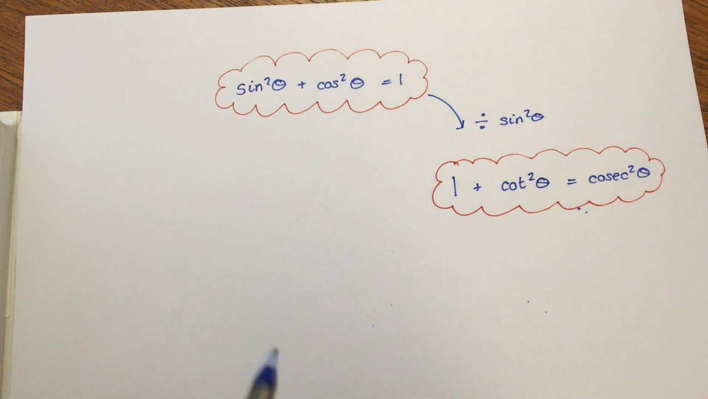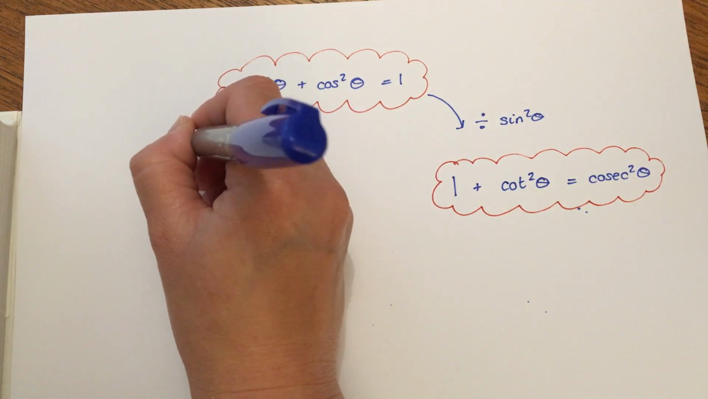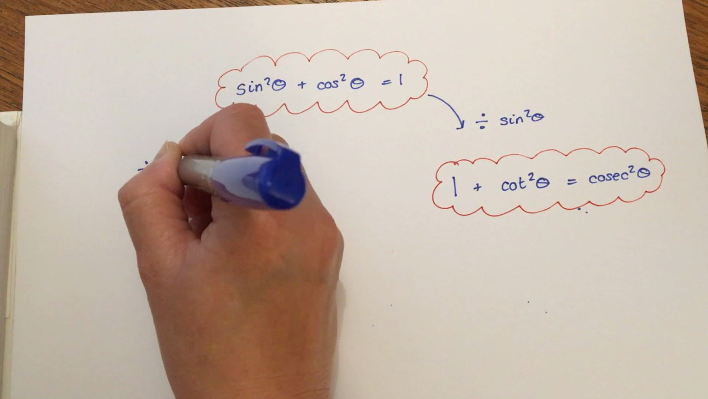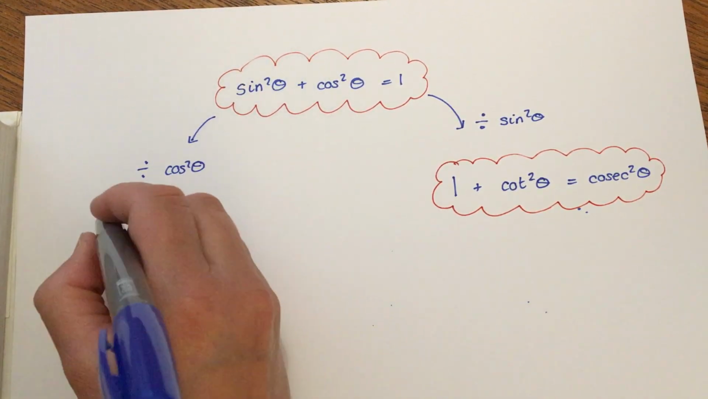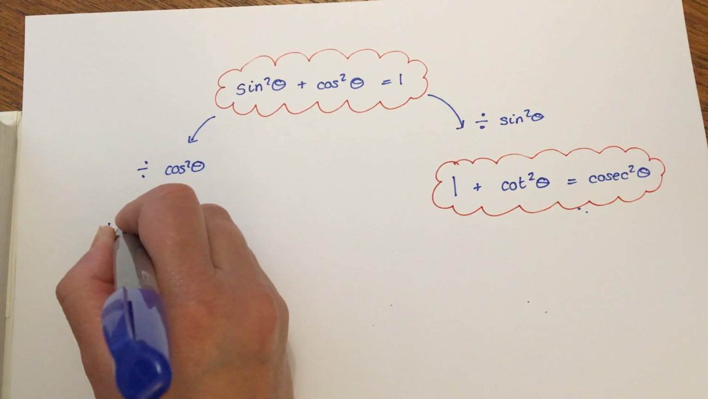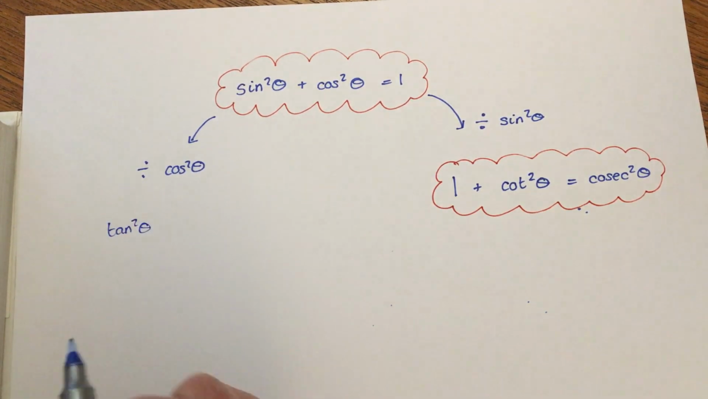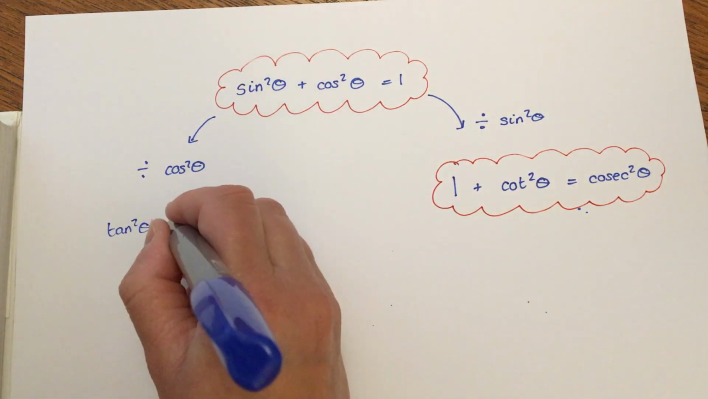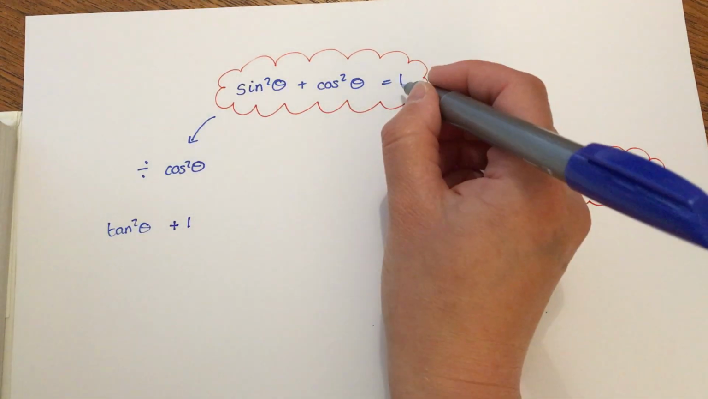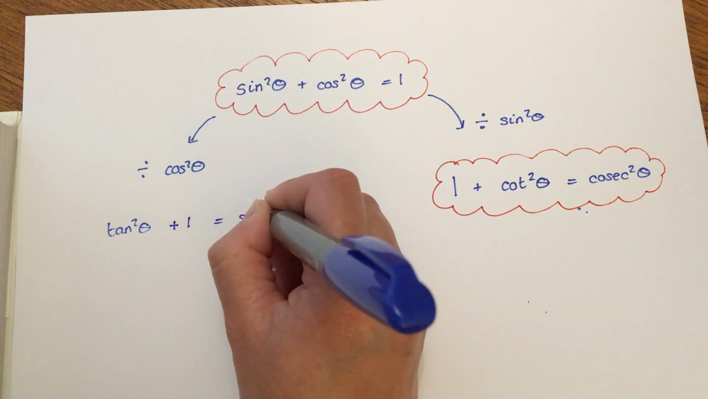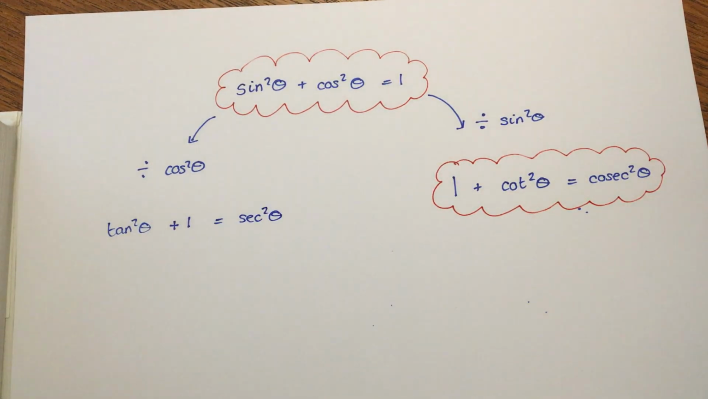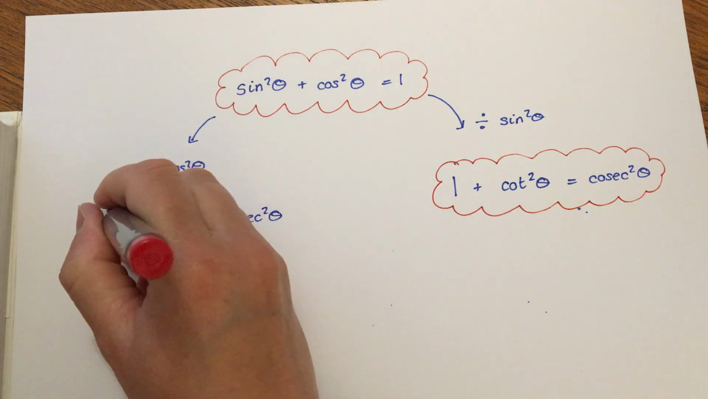We can do the same, but instead we could divide it by cos squared. So sine squared divided by cos squared is tan squared. Cos squared divided by cos squared is 1. And 1 divided by cos squared is sec squared. So that is another trig identity.